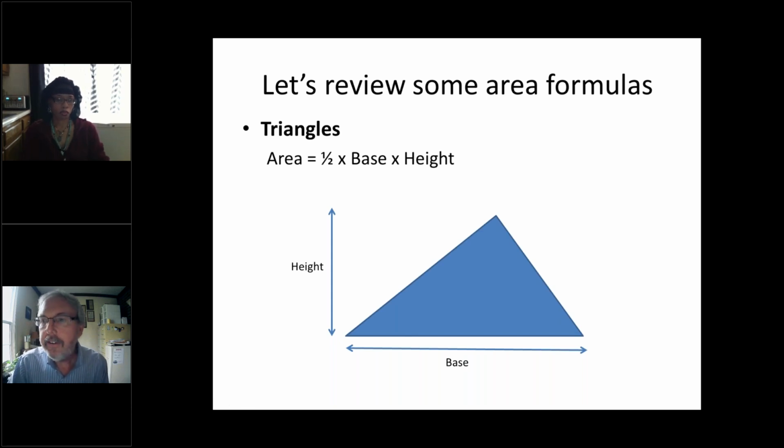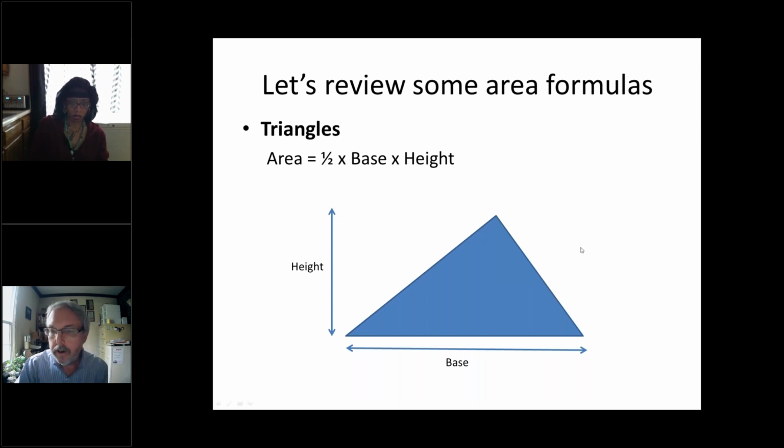So now let's look at triangles. And from here, we can see that the area formula for triangles is 1/2 times the base dimension times the height dimension, where this is the base right along here, and the height is the height of the triangle.